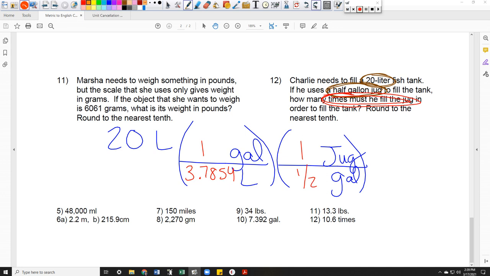When you do this, the answer you should get is 20 divided by 3.7854 divided by 0.5, to two significant figures. I'm going to just make this two significant figures. So two significant figures should be 11 jugs, or 11 times you have to fill this. Now, some of you may have rounded; it was like 10.5 or 10.6, I think. That's what it is if you work it out. Everybody okay with this?